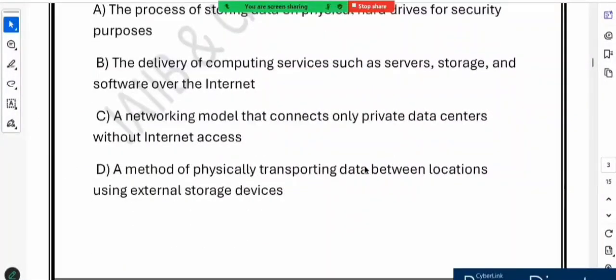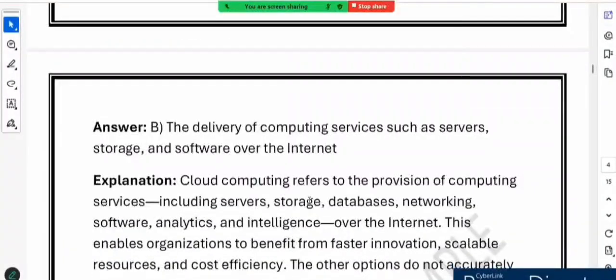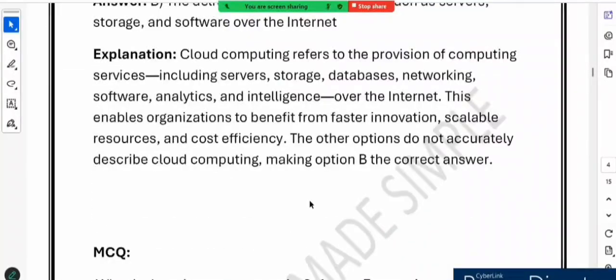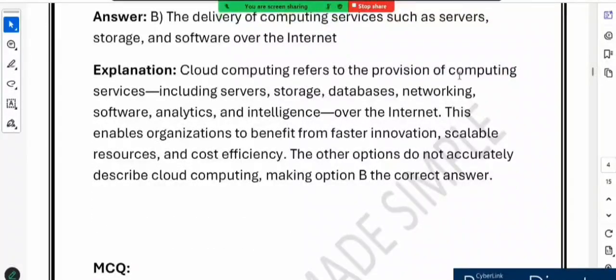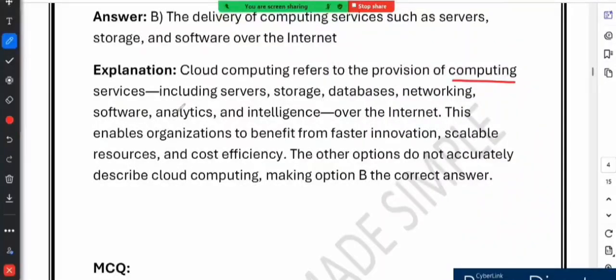Let's summarize the key points we have learned in this question. The first concept is that cloud computing basically means computing services over the internet. First point you must keep in mind. The second point is that it provides storage, server, database on demand. It removes the need for physical storage devices. It allows access to data from anywhere. Examples are Google Drive, Dropbox, Netflix, AWS, Microsoft Azure. I hope this explanation helped you understand the concept of cloud computing very easily.